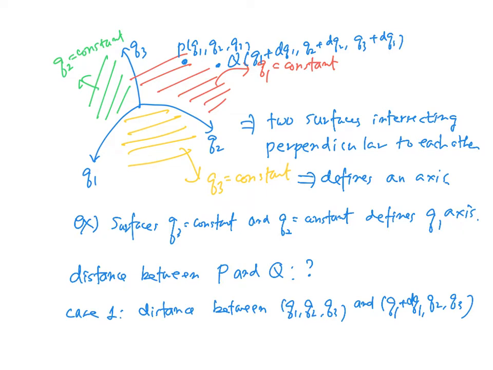So let's denote this distance as dl1, and I'm going to simplify with some scaling factors: dl1 equals h1 times dq1. The simplest case for h1 is 1. This h1 is a scaling factor for the distance, or you can sometimes define it as a metric.